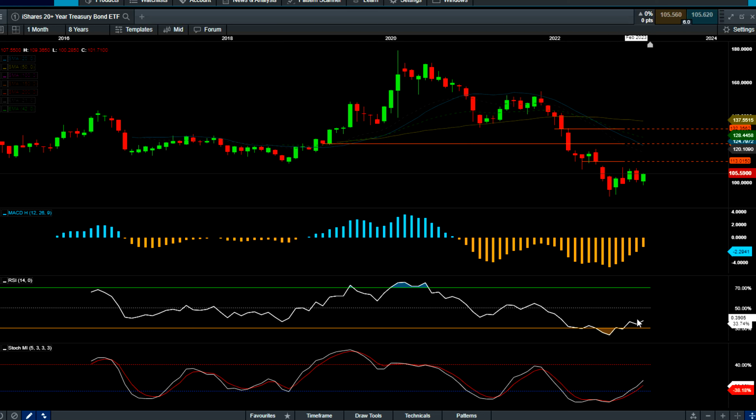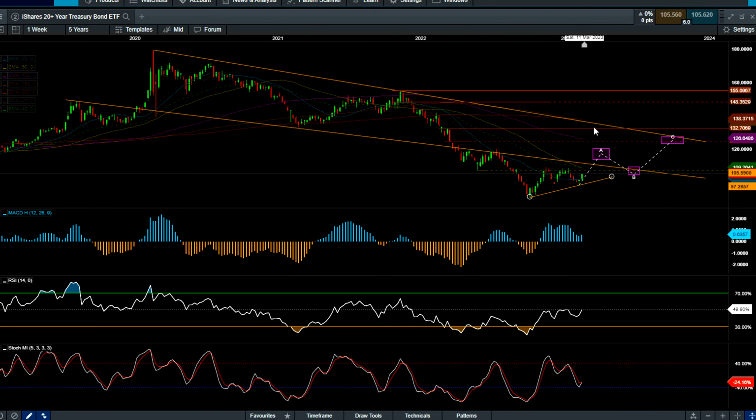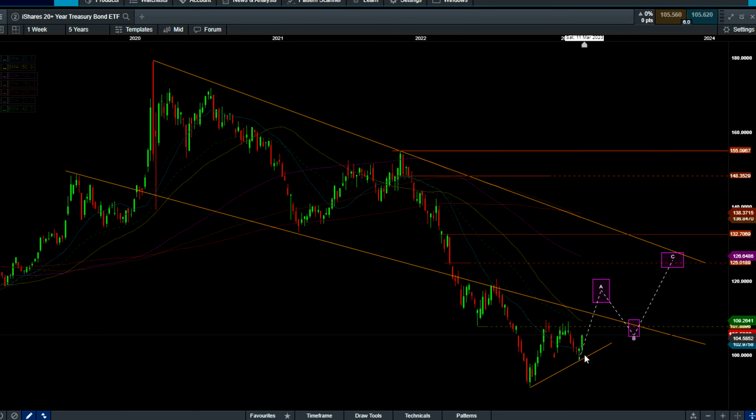RSI just came back up after a while in oversold condition. Here's the bull reversal happening. MACD is sloping up. And also if you move on to the weekly chart, this weekly chart is nicely setting up for another rally to the upside.